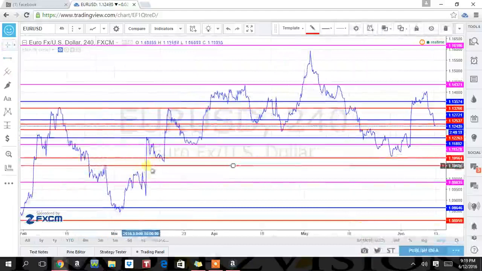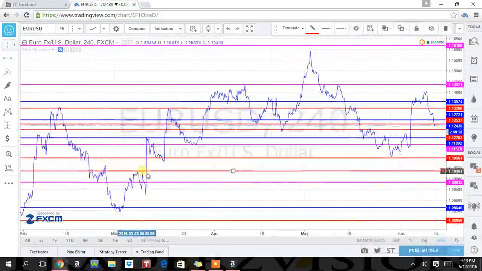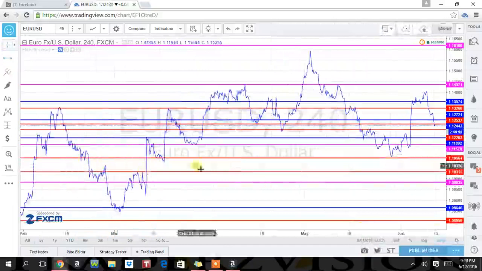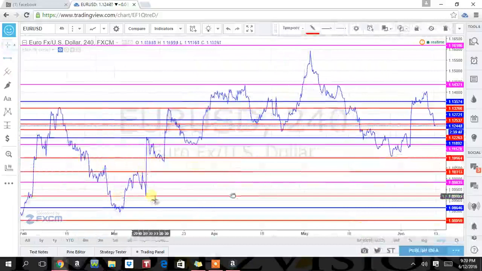If you're not sure, you can always just put a horizontal line and try to match it up with these points. See where it makes sense. Let's look right here, it makes sense. 1, 2, 3. Here's another one. One, two, three.